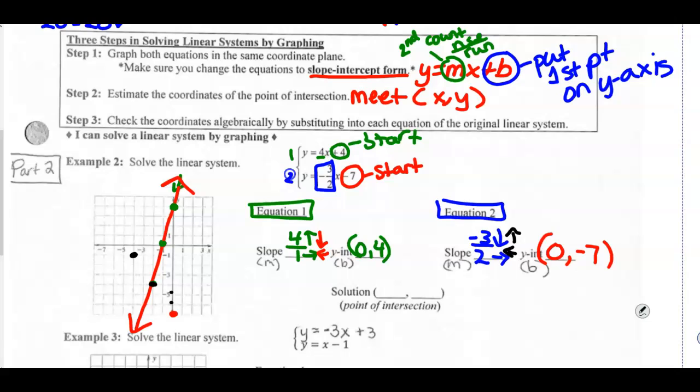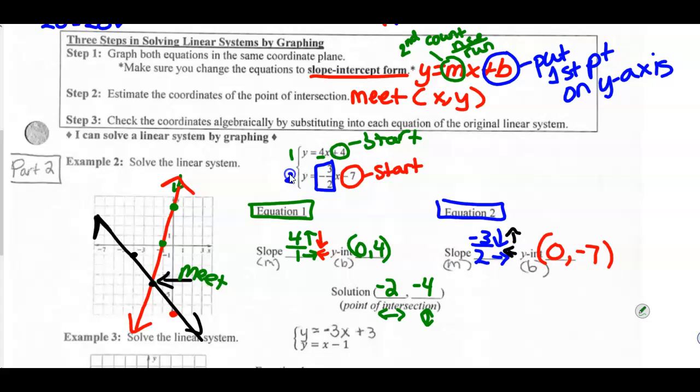I already knew once I did one of the points where they were going to hit, so I don't really need to keep going. I just make the lines. This is the solution. So I have to figure out what this point is, just like you find an ordered pair. I go over first for the ordered pair, remember? This goes left and right and up and down when I find an ordered pair. So this point where they meet, that's the solution. So it's actually (-2, -4). And that is how you graph a system.